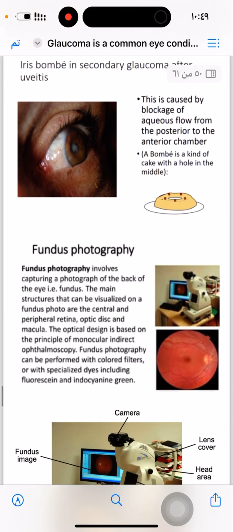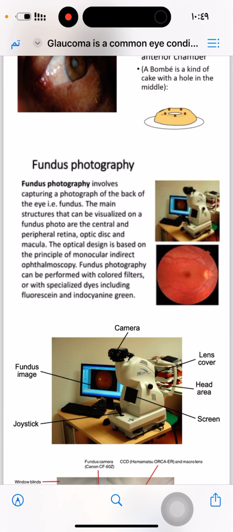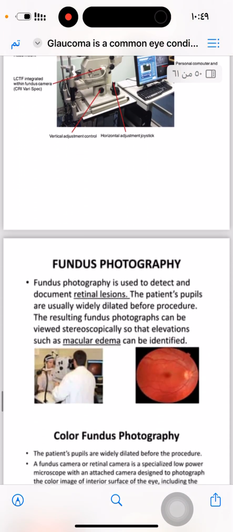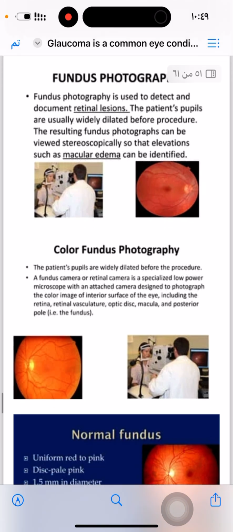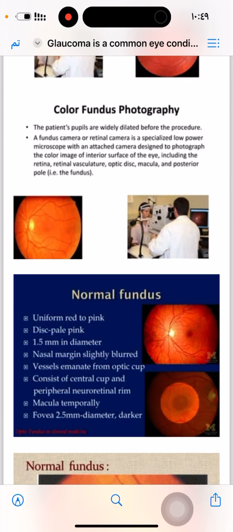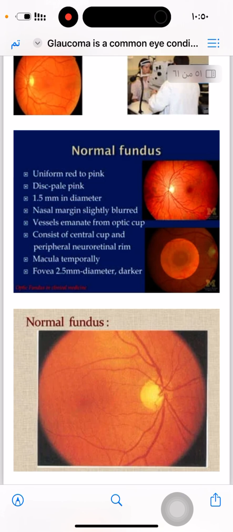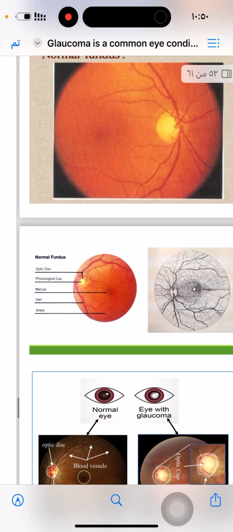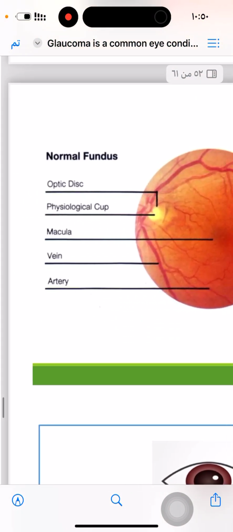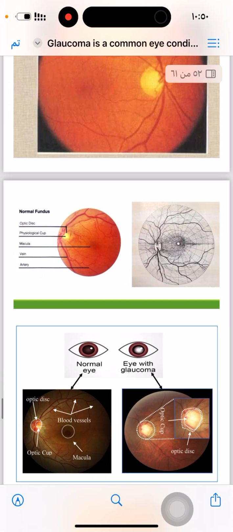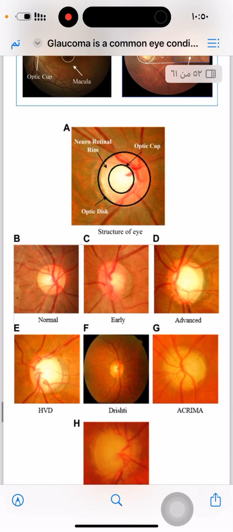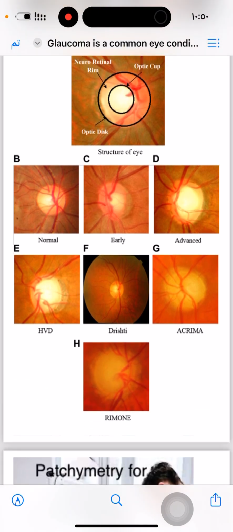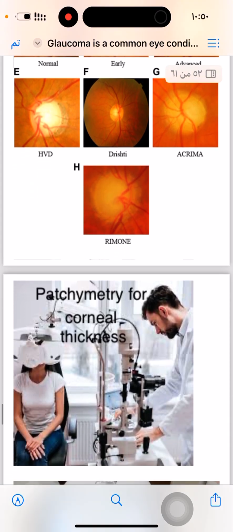Fundus photography. You see it is connected to a computer and has a camera. Fundus photography is for retinal lesions and macular edema. You see this, color fundus photography. Normal fundus has these features. These are just for normal fundus. Eye with glaucoma, notching of the neuroretinal rim, as you see, versus the normal structure. Early glaucoma until it reaches a high grade.